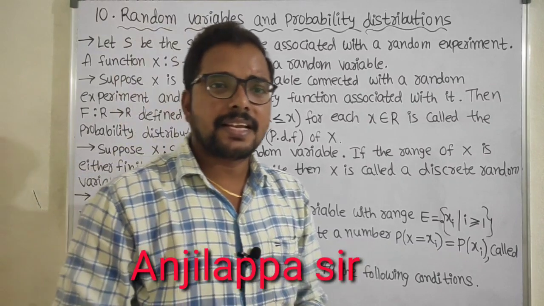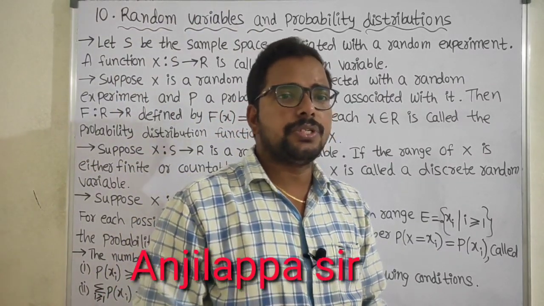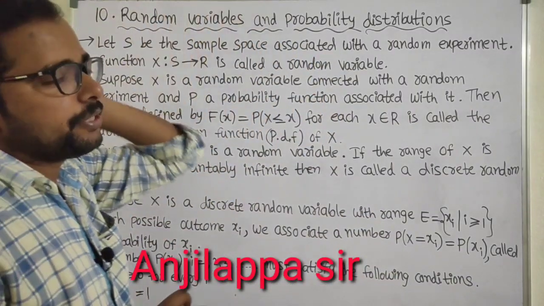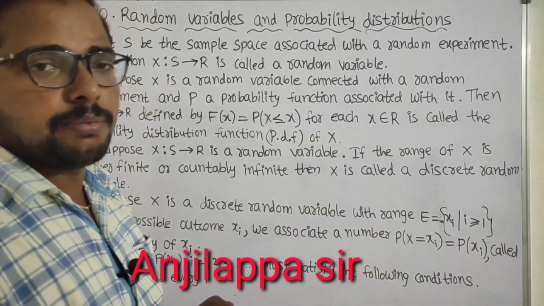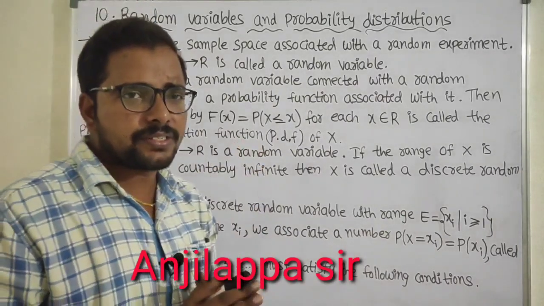In the previous class we completed the probability chapter. Now we will start the new chapter, that is the 10th chapter, random variables and probability distributions. So we have 2-3 definitions.